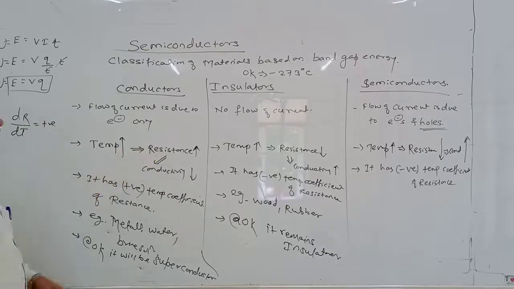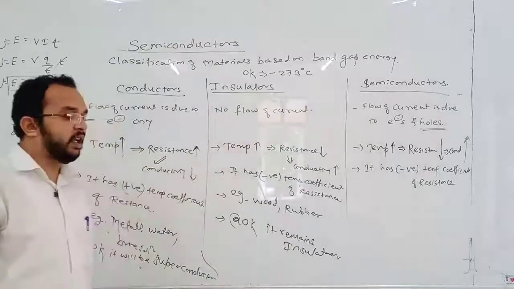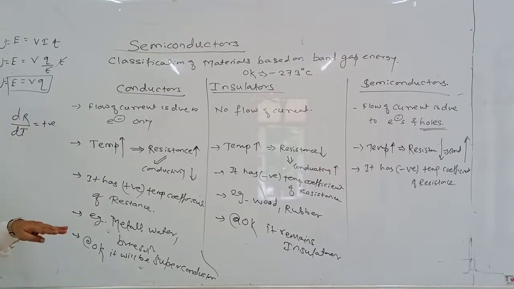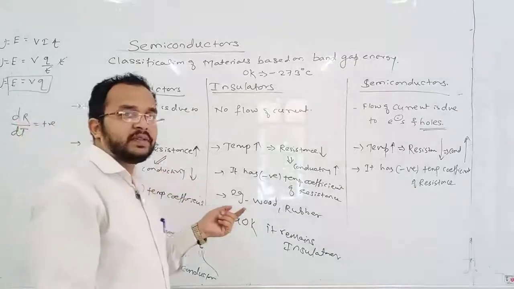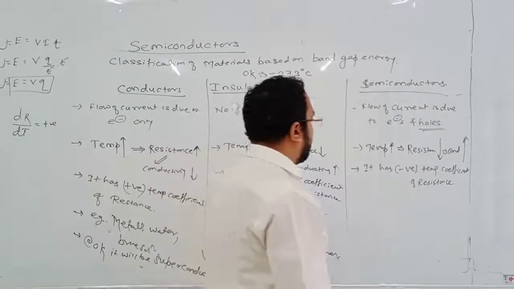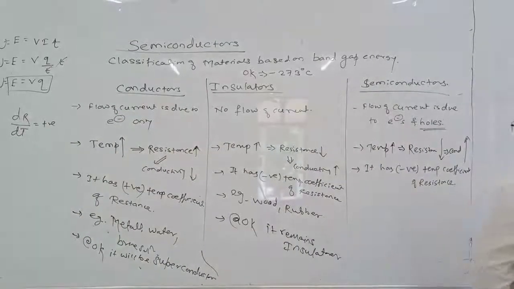But in this case, as temperature increases resistance will decrease, so temperature increases means delta T is positive, final is more than initial, so final minus initial is positive. But resistance decreases, that means final is smaller, so final minus initial, smaller minus larger, is negative, so negative upon positive will be negative. So this is negative temperature coefficient of resistance.